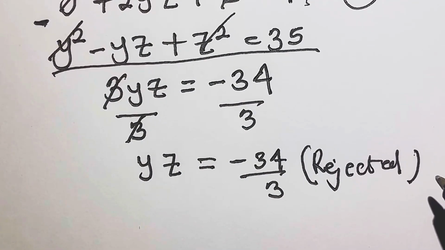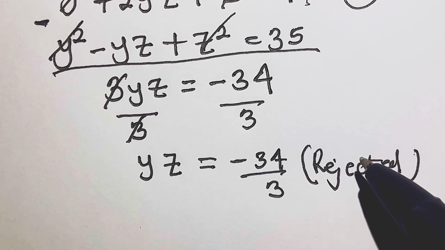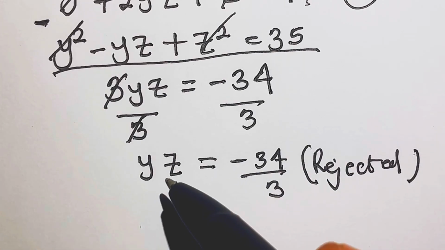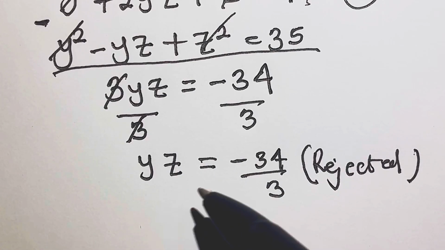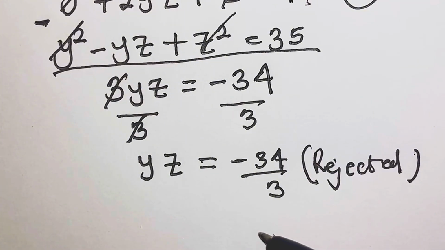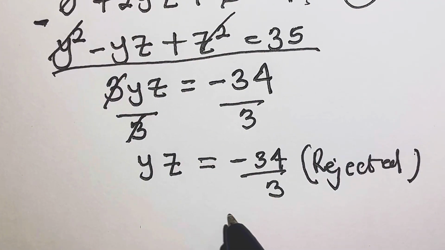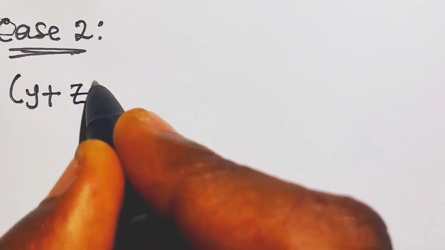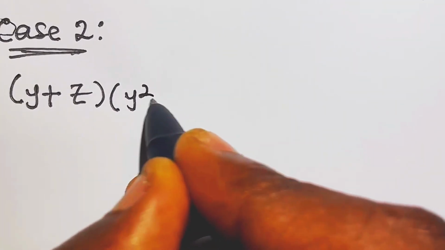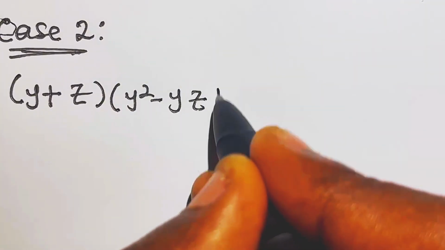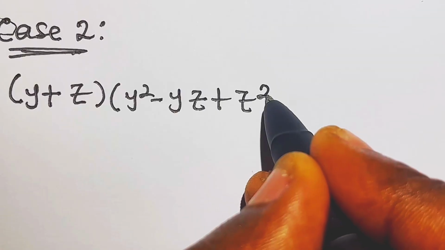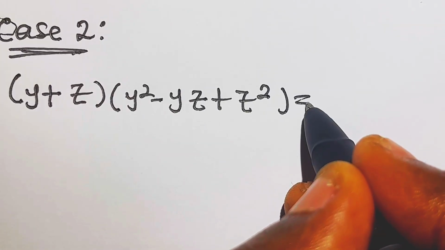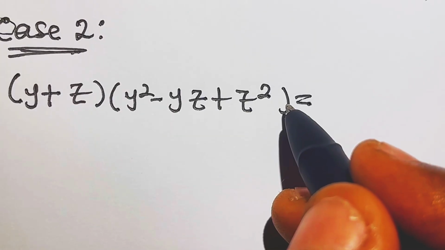Why? Because with the value of y or z, one of them will become 0, alright? So we have to reject it. So let's try case 2. We have y plus z, then y square minus yz plus z square equals, okay, we've tried 1 times 25.